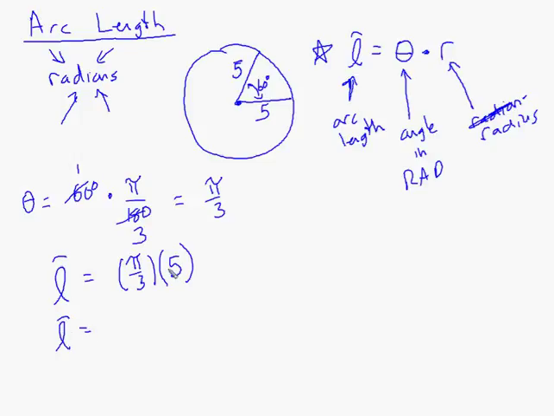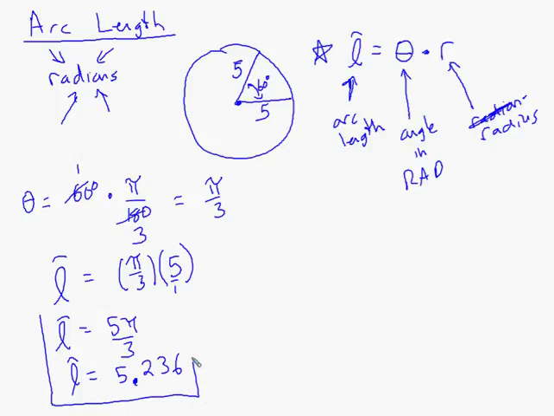Now the denominator here is a 1, so 5 pi over 3, that's the exact answer. It's possible that I might want an estimated answer, so I would go ahead and put in pi, and you can use your calculator's pi button and get 5.236 rounded to the nearest thousandth as the arc length. So top answer right there is exact. This second answer there is an estimate.